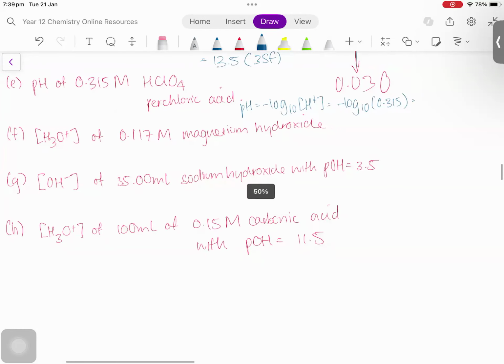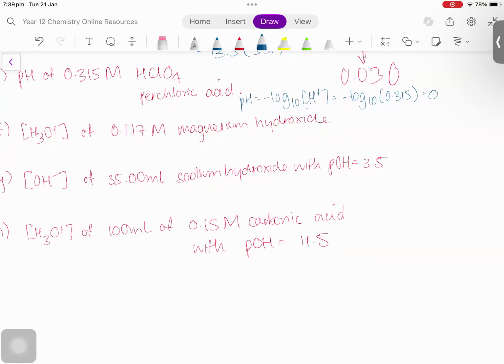Don't forget you're rounding off. Students lose a lot of marks for that. The first one's a really strong acid because the pH is so far below 7. Remember, below 7 is acidic, but this one's really low. Any questions, let me know.